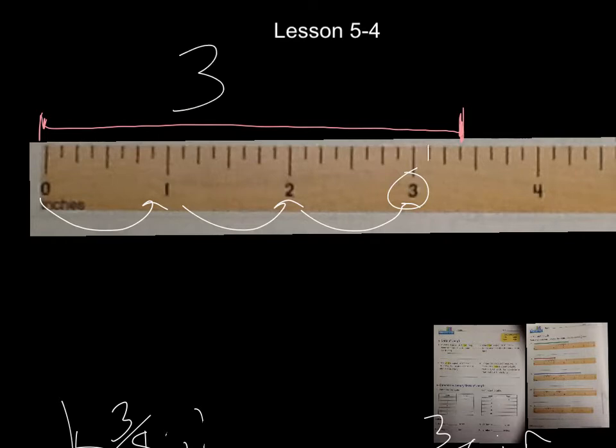So then you count now how many lines. 1, 2, 3. So it's going to be 3 and 3 what? 1/8 inches. So 3 and 3/8 inches. So that's how long this line is.